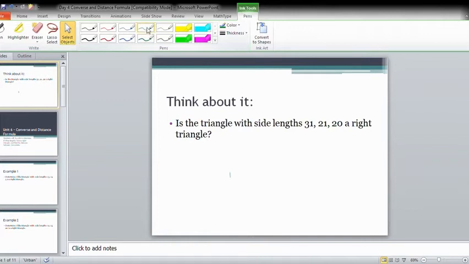So in order to talk about the converse, we're going to think about something really quick. Is the triangle with side lengths 31, 21, and 20 a right triangle? Well, how can we prove that?